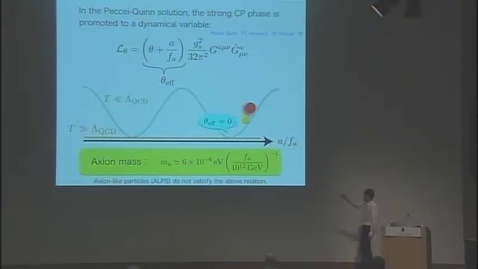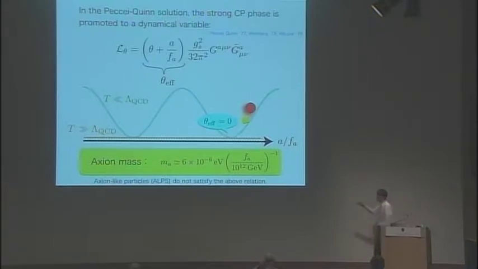Because the potential height is set by the QCD scale, the typical curvature of the potential, or the mass of the axion, becomes smaller when the periodicity, namely the decay constant, becomes larger. And they satisfy this relation. Recently, axion-like particles, which have properties similar to the QCD axion, have also been studied extensively in the literature. They do not necessarily satisfy this relation because their masses are considered to have a different origin. So usually their mass and decay constants are treated as independent free parameters.